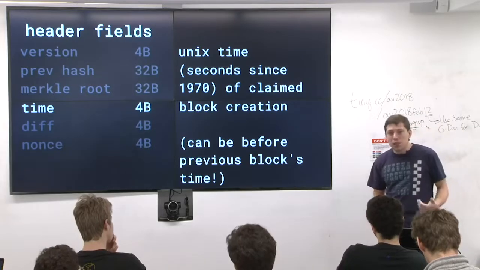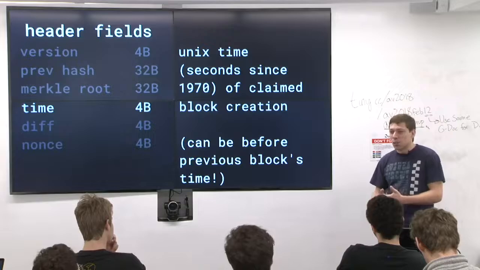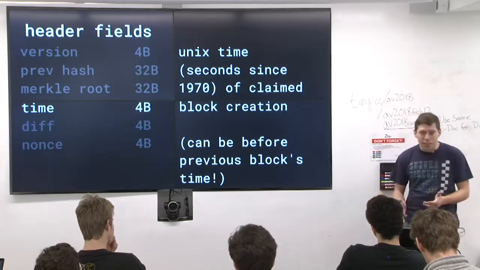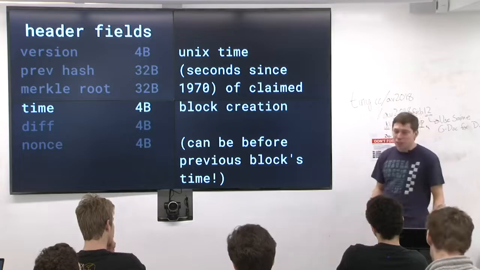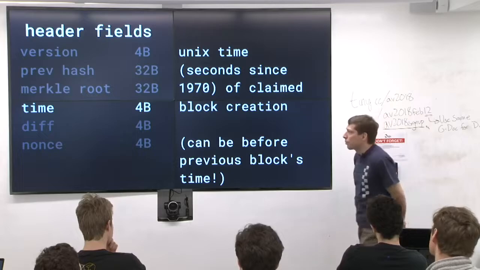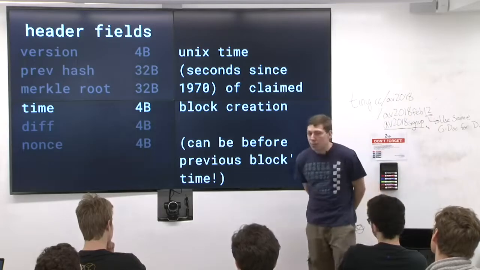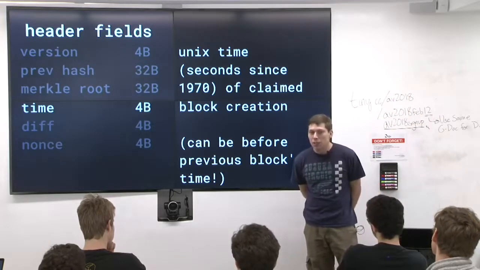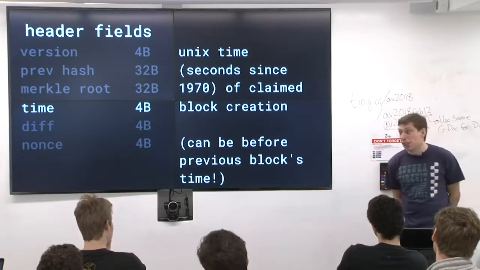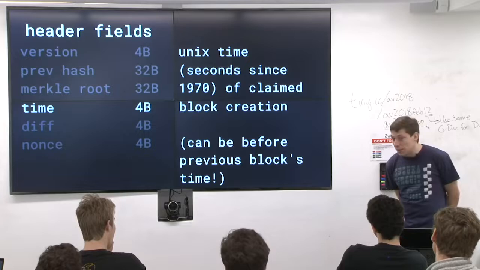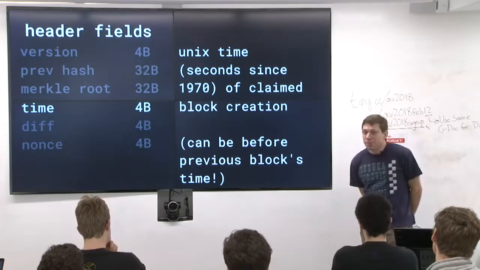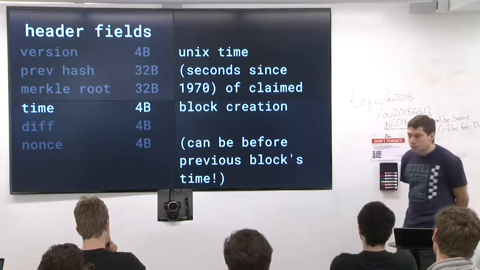But that's a huge gap, right? Most network systems, everyone's got their clocks to the same second at least, or millisecond. That's like kind of enormous gaps. But the system works okay because you've got these really long-term difficulty adjustments that only happen every 2016 blocks, which in practice is something like 2 weeks. So if someone gets something a few minutes off, it doesn't really affect things too much.